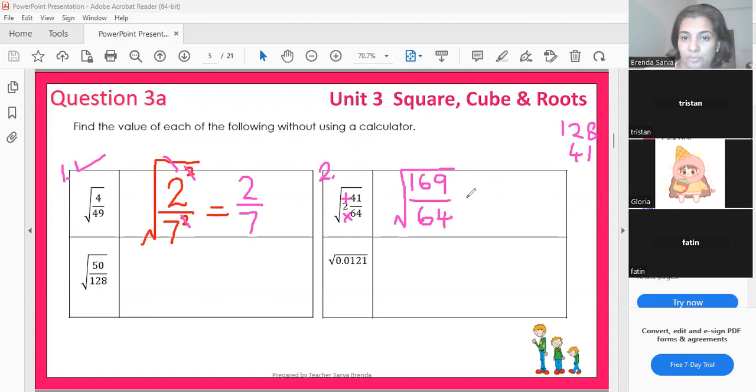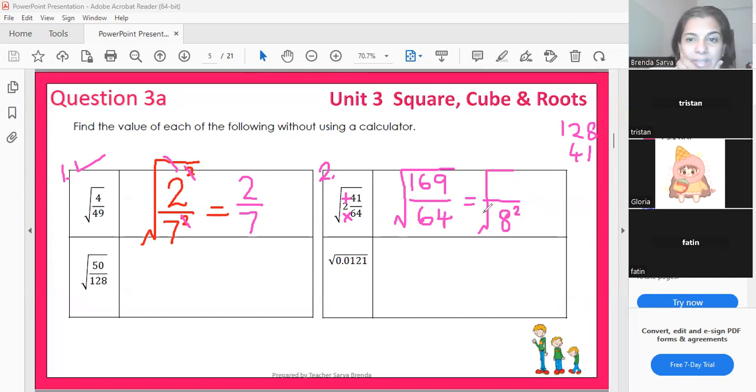We need to master more. Well done. Now, what would this be? What number do you think 169 is a square root of? Who can tell me? And what about 64? What is the perfect square for it? Who knows? Come on, guys. 64, you know that's 8 squared.